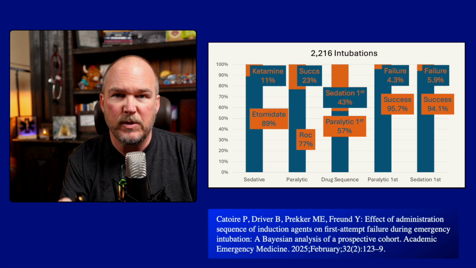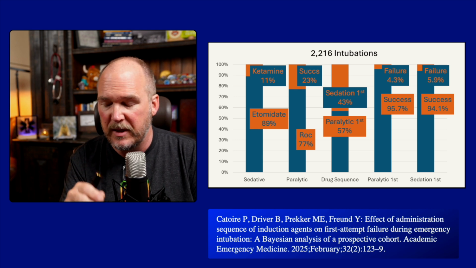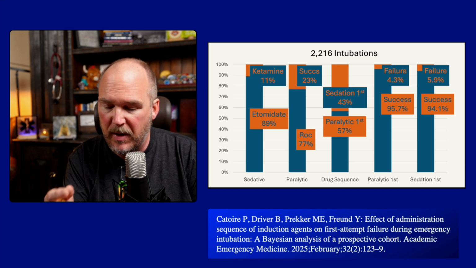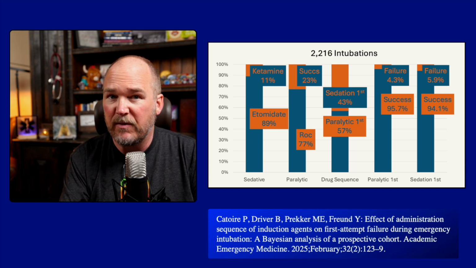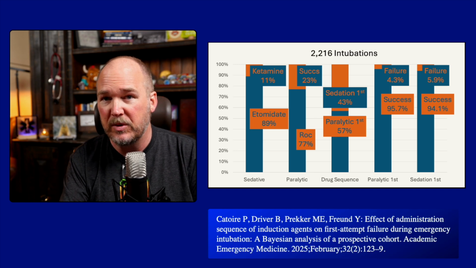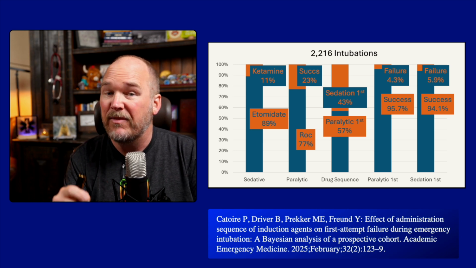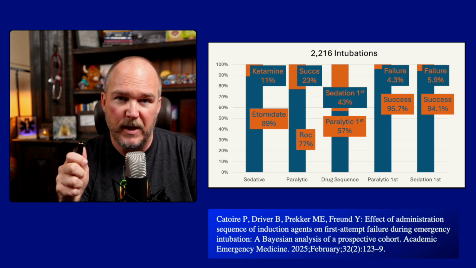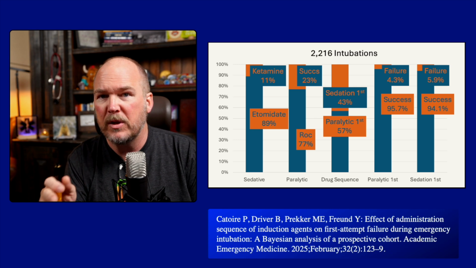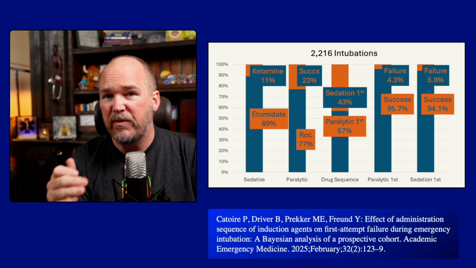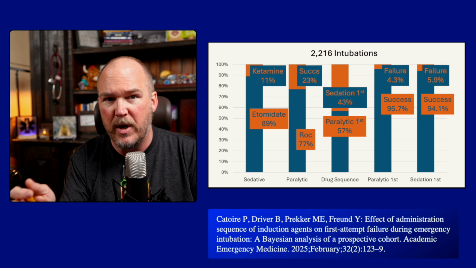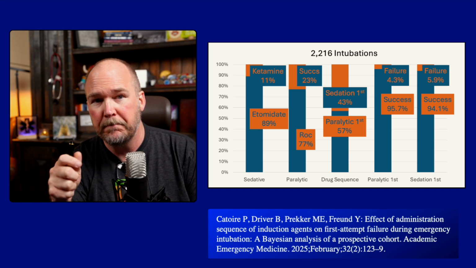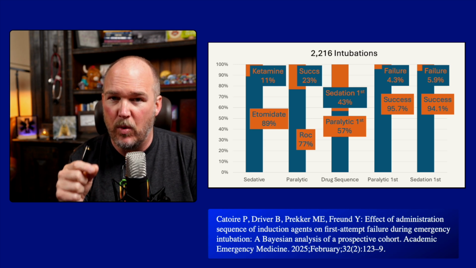Now, their overall first pass failure was 5%. And if you realize that first pass failure is the inverse of what we typically talk about, that means they had a first pass success rate of 95%, which is really good, and it's definitely higher than is typically reported from emergency medicine and certainly from EMS. Now, raw comparison between the groups showed a higher failure rate with sedation first, 5.9%, versus 4.3% failure with paralytic first. That's an absolute difference of 1.6%.